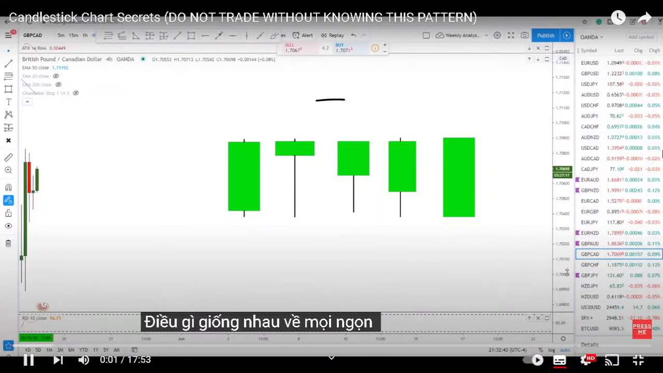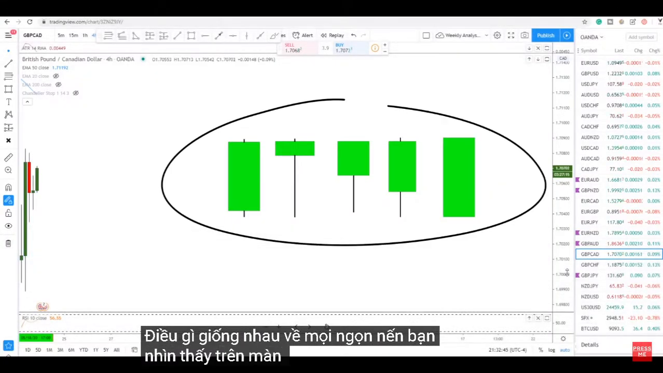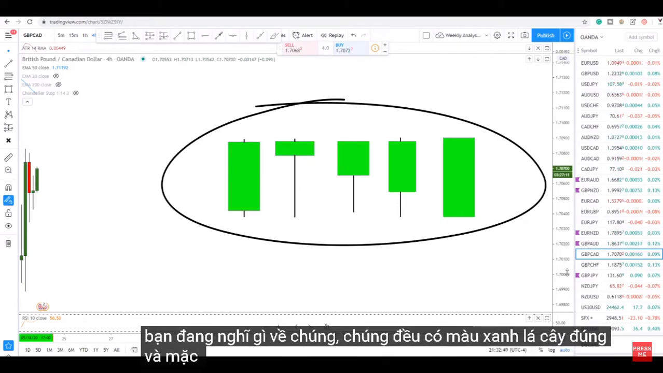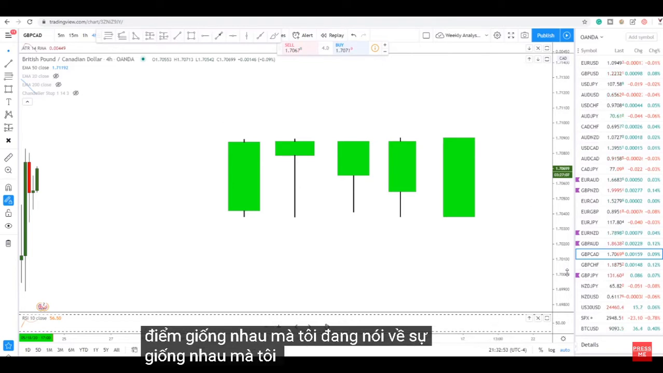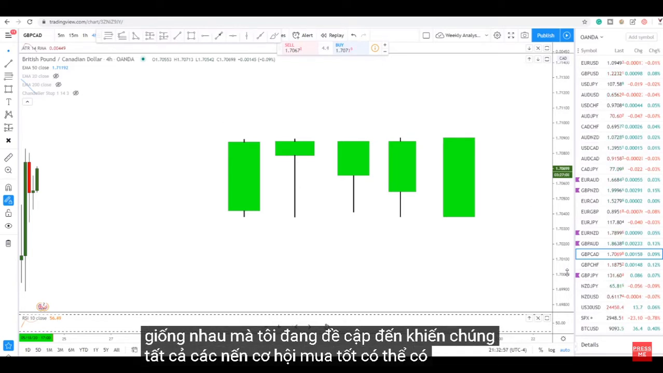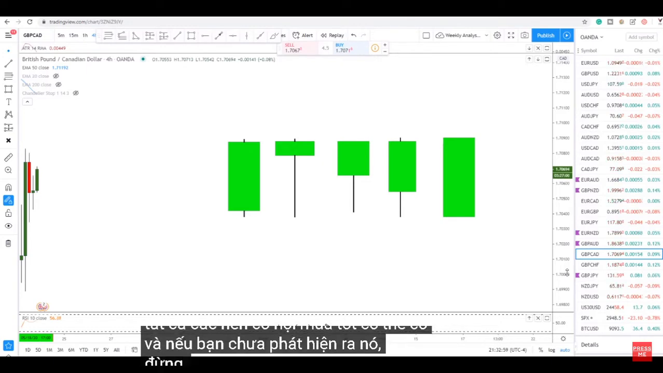What's the same about every candle you see on the screen right now? I know what you're thinking. They're all green, right? And although that is true, that's not the similarity I'm talking about. The similarity I'm talking about makes them all good possible buying opportunity candles. And if you haven't spotted it yet, don't worry.